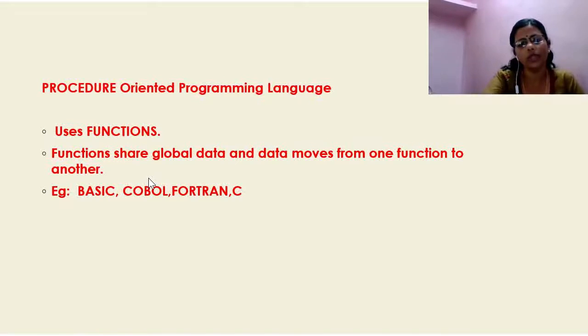Now, what is a procedure? Procedure means a set of things which you're supposed to do, right? In this procedure-oriented programming language, they make use of functions. So, what are functions? What is your function? When you talk in terms of computer terms, your function is to study. Your function is to read. Your function is to sleep, right? Your function is to eat. Your function is to walk. So you have so many functions, right? You as a person have so many functions.